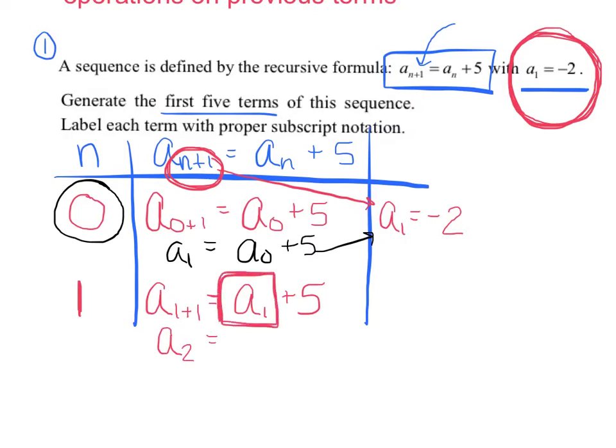What do you know about a sub 1? Well, I'm going to use my previous term, negative 2 plus 5. So I can officially say a sub 2 is equal to 3.